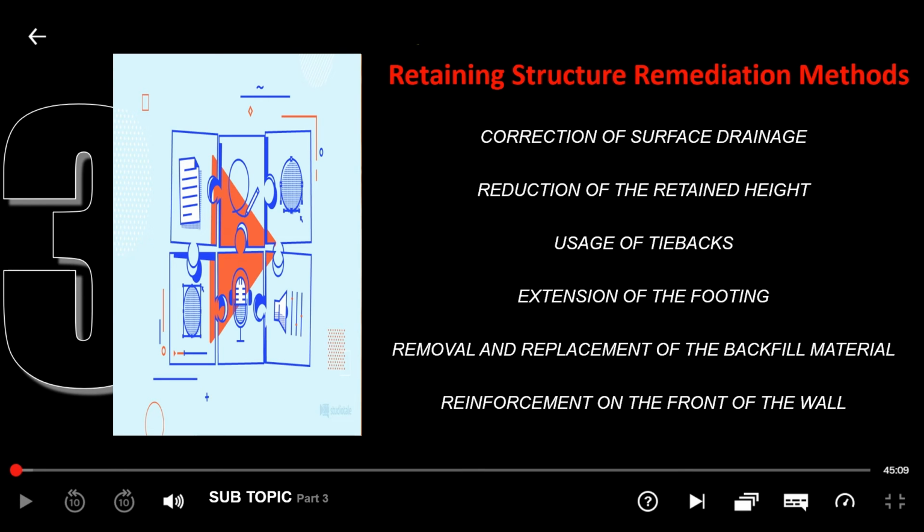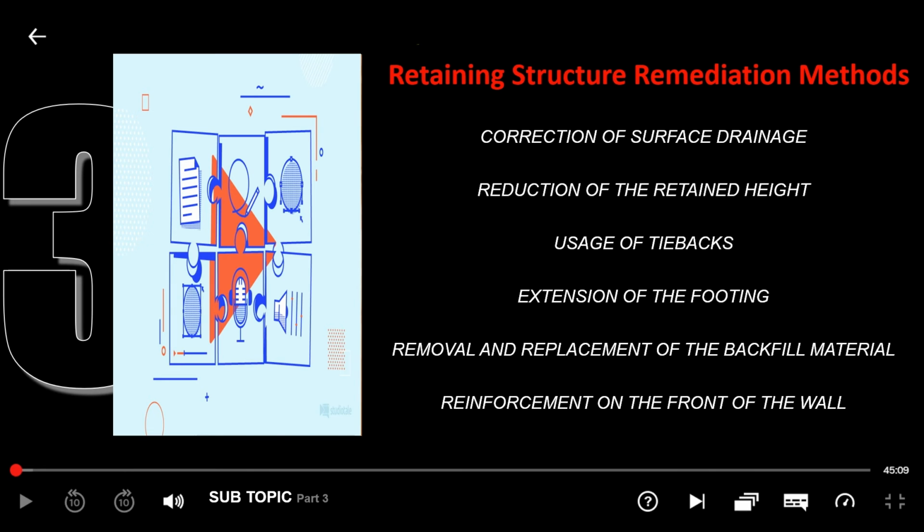Fourthly, extension of the footing. The toe of the footing can be extended to reduce the soil pressure. To transfer shear and moment at the connection of existing and new parts of footings, holes in the existing footing must be drilled and anchors installed. It is helpful in maintaining lateral stability by excavating in front of the footing in longitudinal increments.